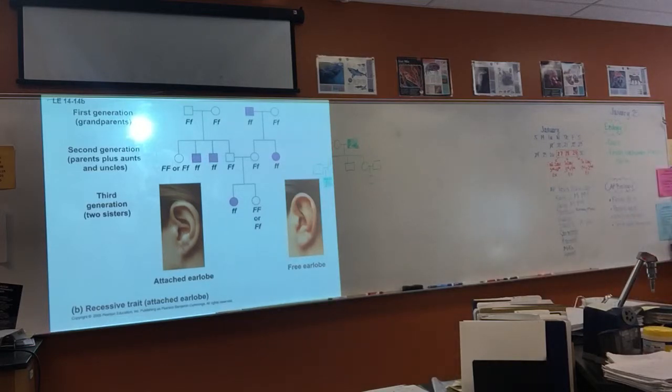Let's say the trait we're tracing through is cystic fibrosis, which is a recessive genetic disorder. So what I'd like you to do, with that piece of information, is for every person, next to them, try and write what their genotypes are. So we're tracing the recessive trait of cystic fibrosis through the family.